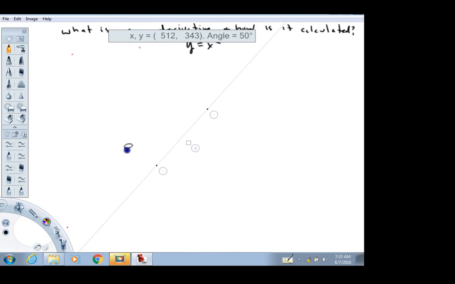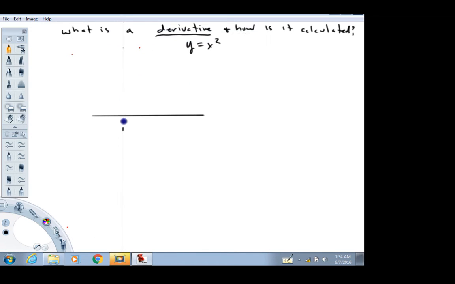I'm going to, in this example, stick with the function y equals x squared. I just want to get another sketch of it. For this example, I don't need the entire thing. I'm just going to draw the right-hand side of it. It looks something like this. And again, this is the curve f of x equals x squared.